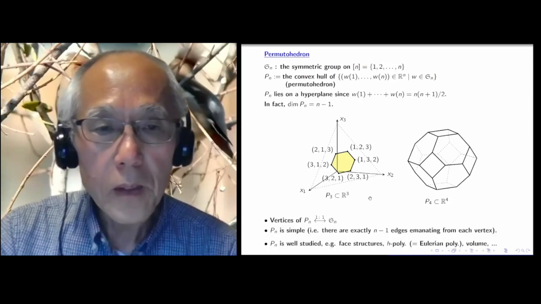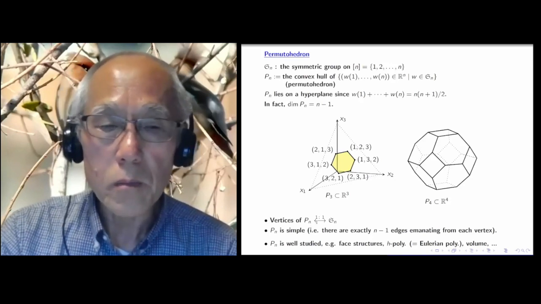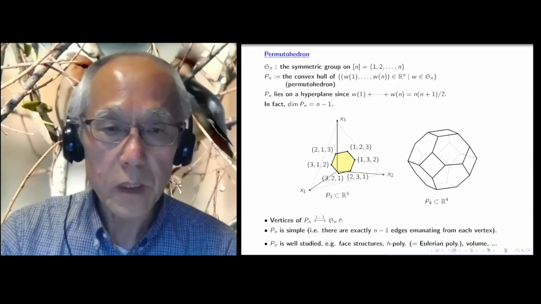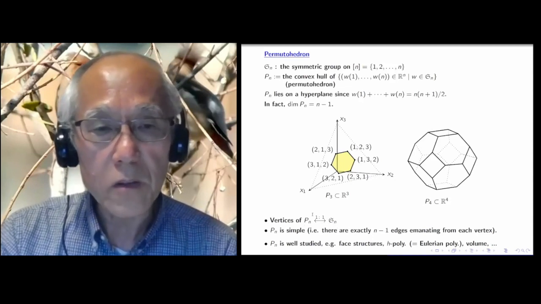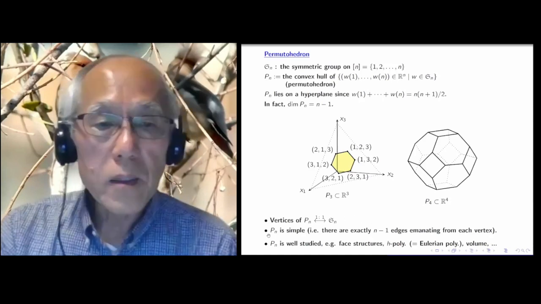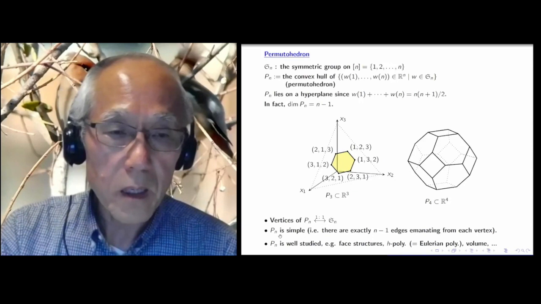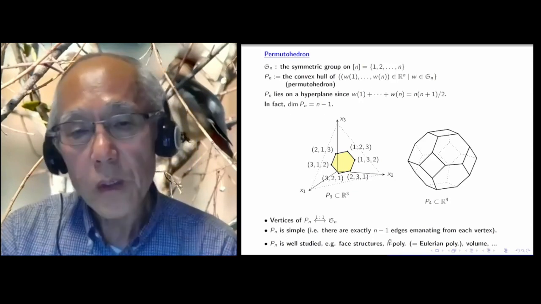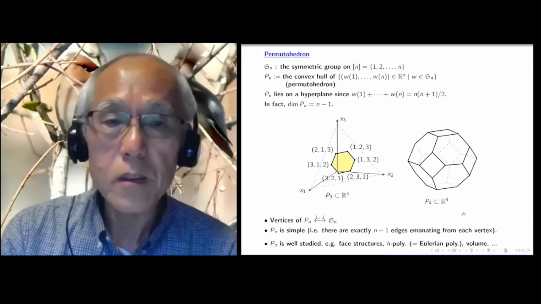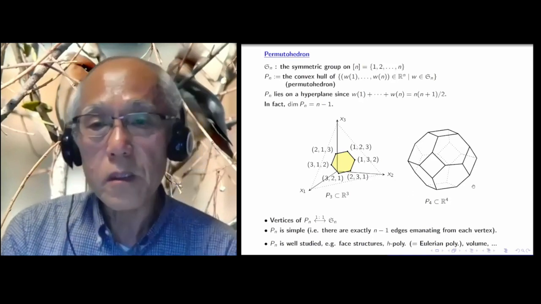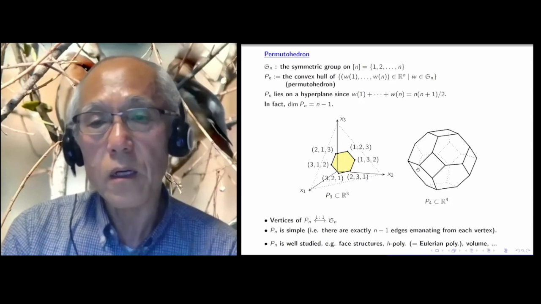Okay, and the vertices of the permutohedron correspond bijectively to the elements of the symmetric group. So the number of vertices of Pn is n factorial, and the permutohedron is simple. That means, since this is of dimension n-1, there are exactly n-1 edges emanating from each vertex. For instance, look at this picture. This is a three-dimensional permutohedron. At each vertex, there are exactly 3 edges emanating.